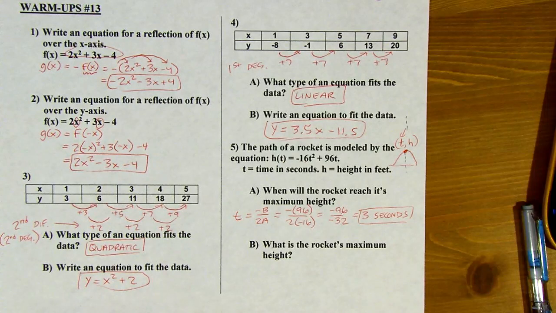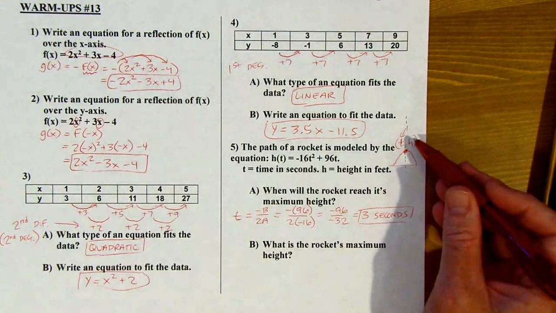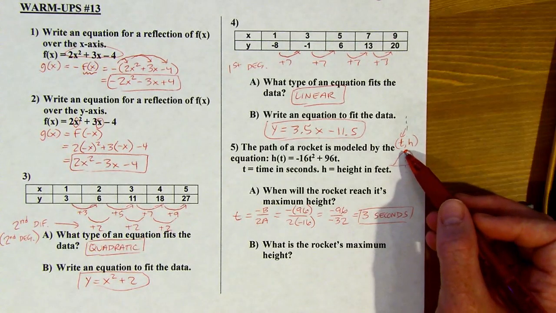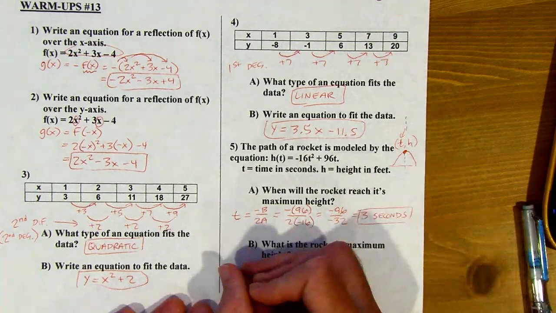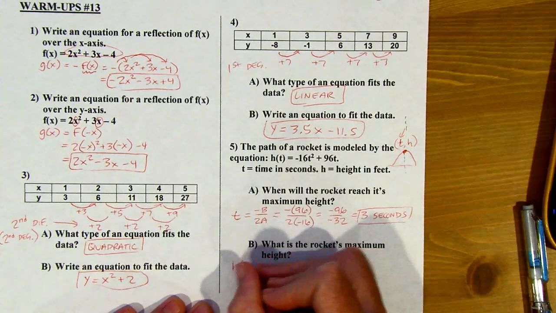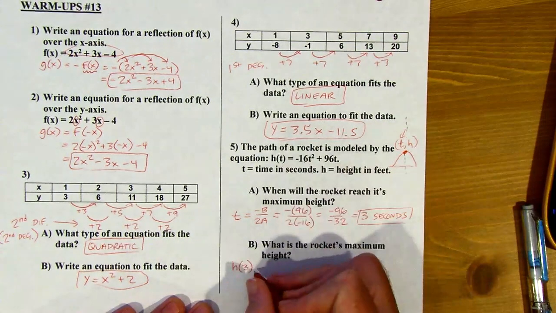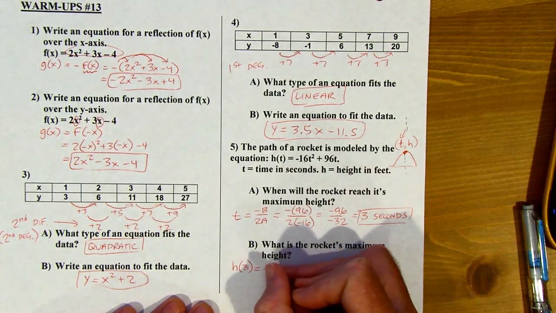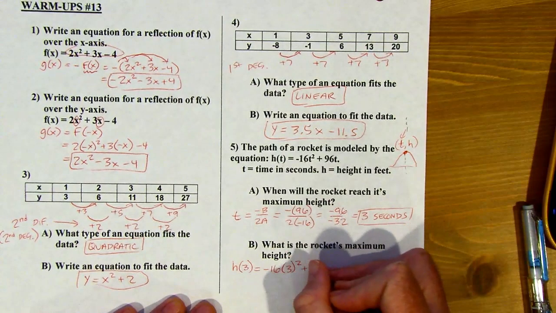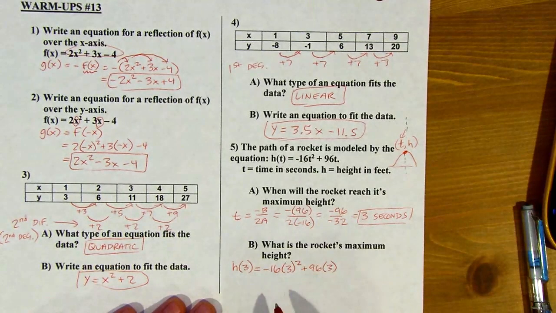Okay? What is the maximum height? Well, that's the h of the vertex. The height is however high it is right here at the vertex, okay? So what I'm going to do, I'm going to find the height when the time is 3. So I'm finding h of 3. In other words, I'm plugging 3 in for t into the original equation. Okay, and then I just have to do the arithmetic here and figure it out.